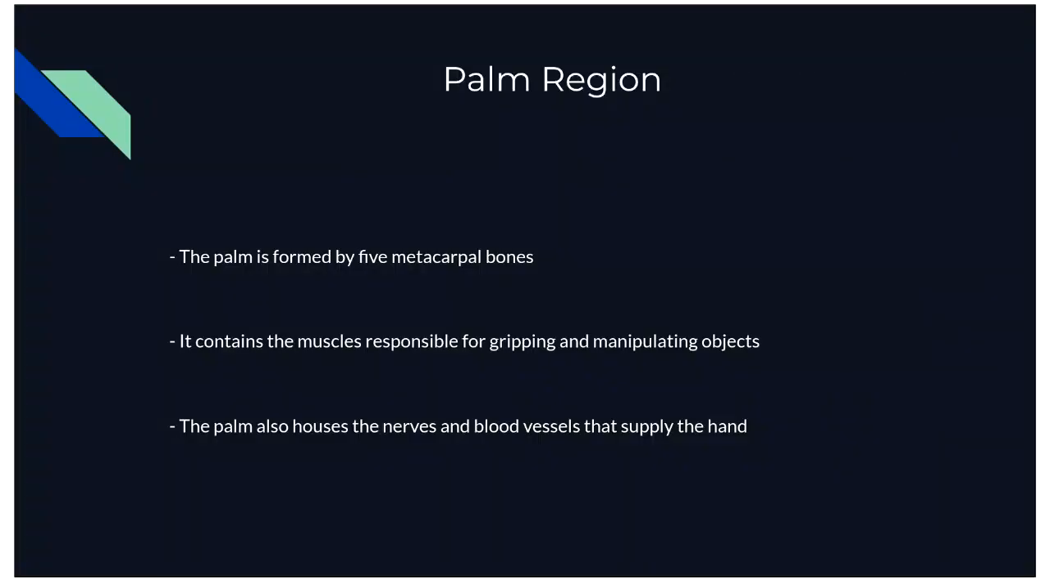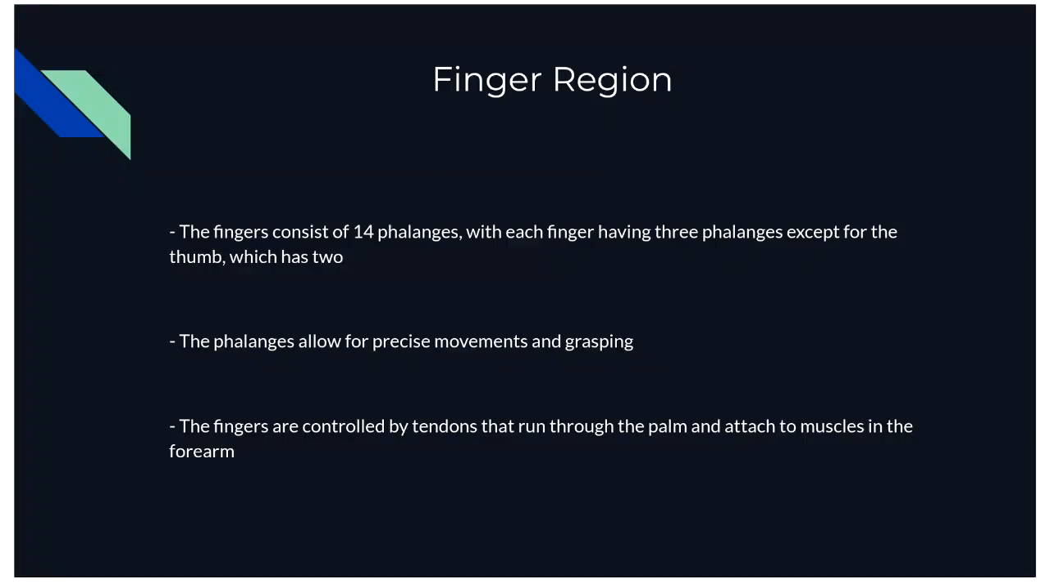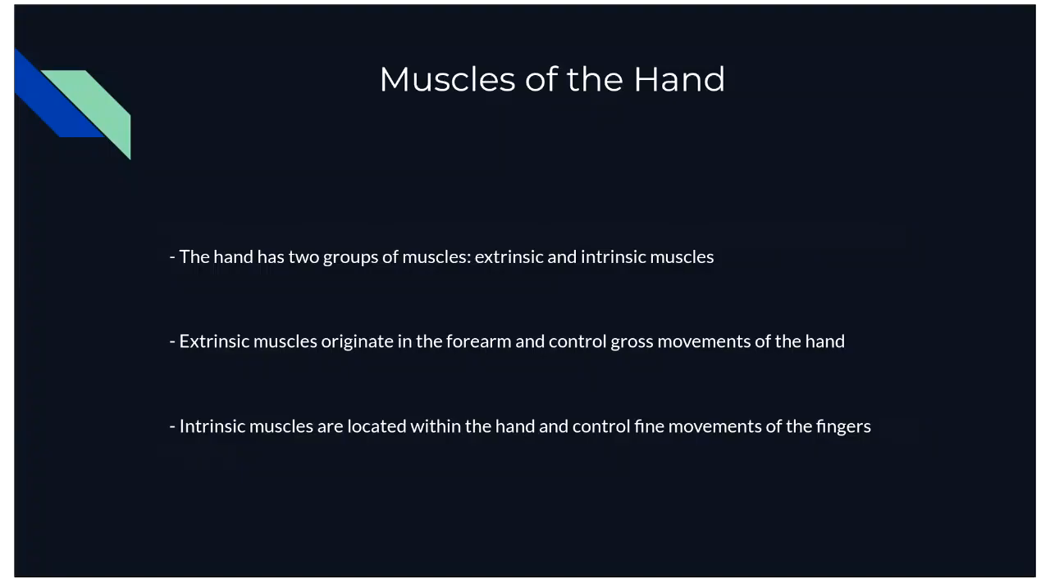All right, so the palmar region, okay? The palm is formed by the 5 metacarpal bones, like I said earlier. It contains the muscles responsible for gripping and manipulation, okay? The palm also houses nerves and blood vessels that supply the hand, and we'll go over that a little bit later. The finger region, we already talked about it. There are 14 phalanges, with each finger having 3 phalanges, except for the thumb, which has 2, right? The phalanges allow for precise movements and grasping, and the fingers are controlled by the tendons that run through the palm and attach to the muscles of the arm. So we need to know bones, we need to know muscles, tendons, and then we'll get to the nerves and blood supply in a little bit.